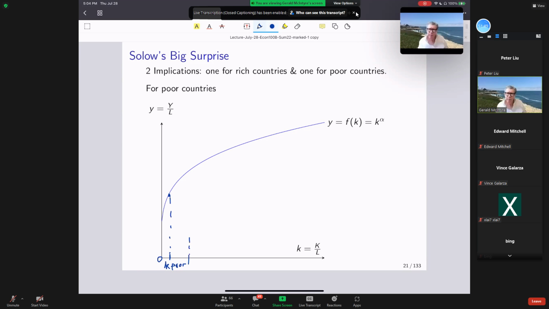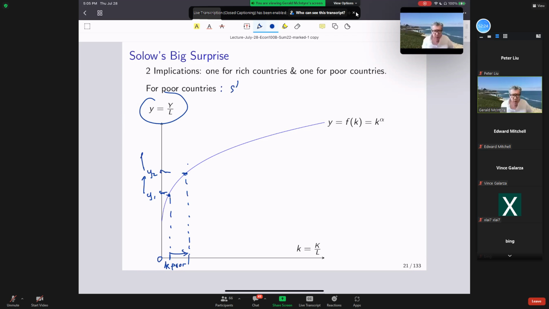They have a relatively large increase from a 1 unit change in capital, and their output per worker will go from Y1 to Y2, small y2, and that's a relatively big increase. Okay, and so the implication of this simple graph has a different implication for poor countries. What should poor countries do to grow their output per worker? They should depend upon investment.